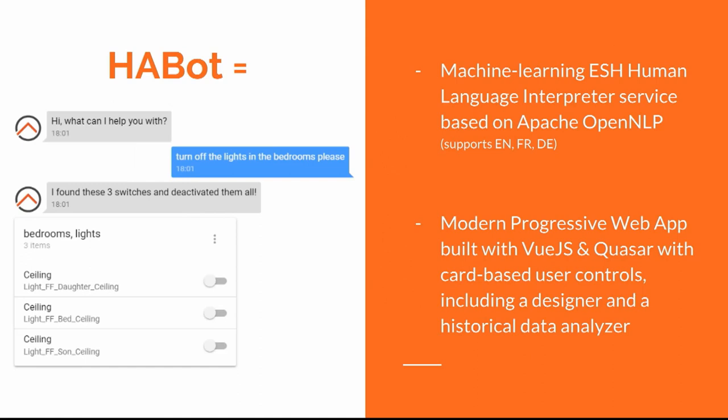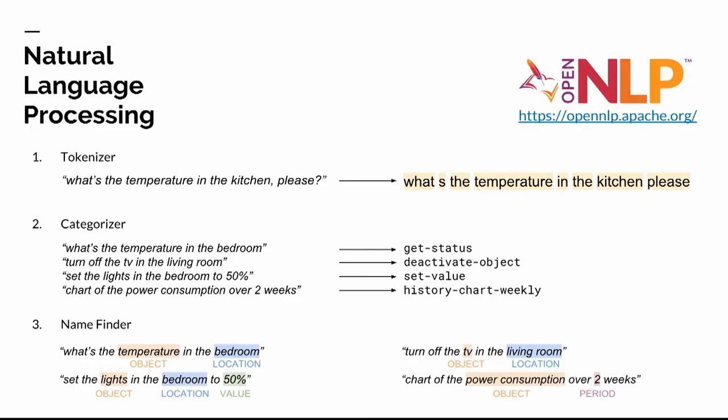We'll give you a little hands-on practical tour later of what it can do. So a little bit about NLP, natural language processing. So first, why openNLP? It's a project incubated by the Apache Foundation. And basically, first it's in Java, so for integration into ESH, that's a plus.